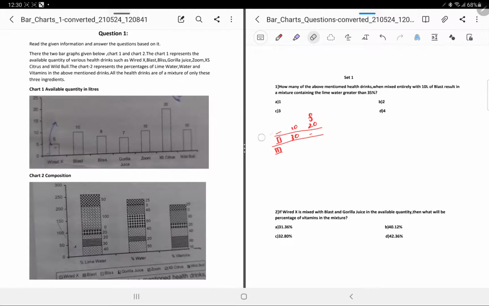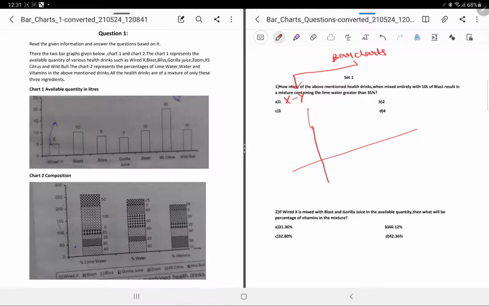Now let's talk about the common types of bar charts that are available to us, and their types. First is the XY graph. This is the most common graph that you will find in any entrance examination.